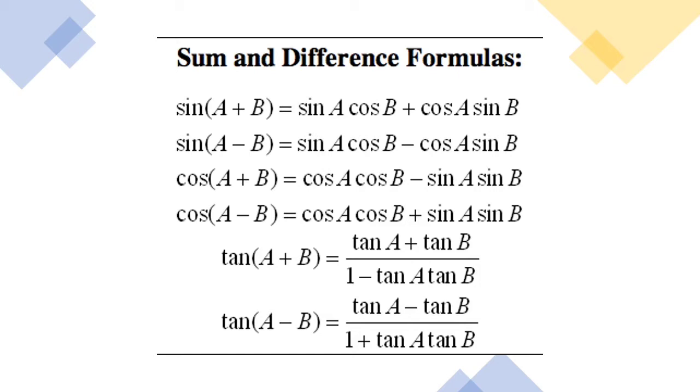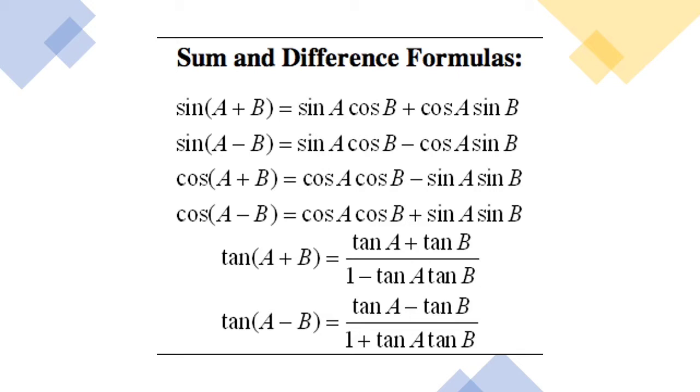Sine of two angles being added is equal to sine of the first one times cosine of the second one plus cosine of the first one times sine of the second one. Sine A minus B is the exact same thing, except there's a minus in the middle. Cosine A plus B is cosine of the first, cosine of the second, minus sine of the first, sine of the second. Cosine A minus B is the exact same thing, except there's a plus in the middle. You'll notice for cosine, the sign flips.